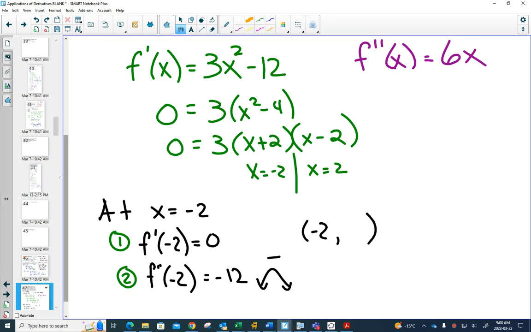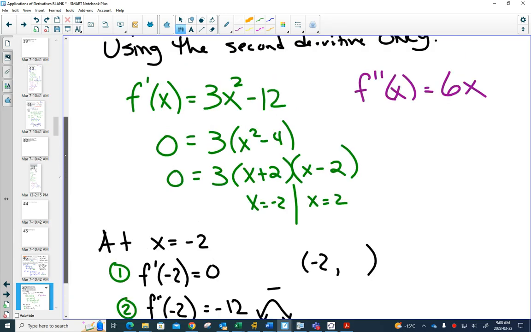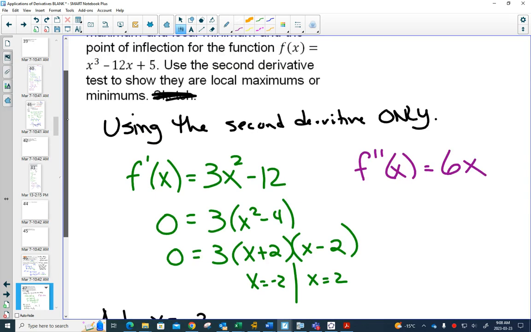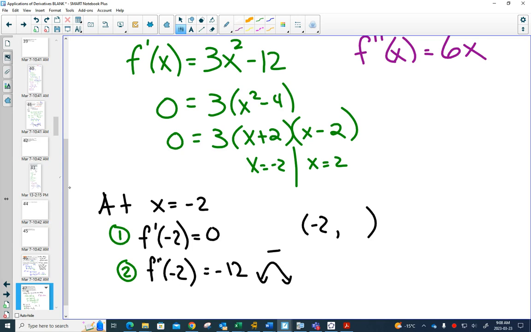And so we would know that -2 comma, and if we plugged -2 back into the original equation, we would get 21, give or take, allow for mental math errors. -2 comma 21 is a max. There's your second derivative test. Why do we know it's a max? Here are the two reasons. One, it's equal to 0, and two, it's concave down.